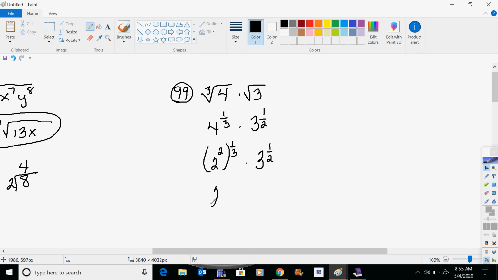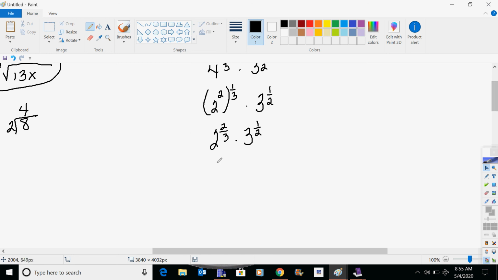So this is really 2 to the 2/3 power, and this is 3 to the 1/2 power. The directions say writing the radicals with the same index. So in order to get the same index, we need to get a common denominator here, even though the numbers are different. If we want a common denominator, I'm looking for 6 as my common denominator. So this one is 4/6, and this one is 3/6.